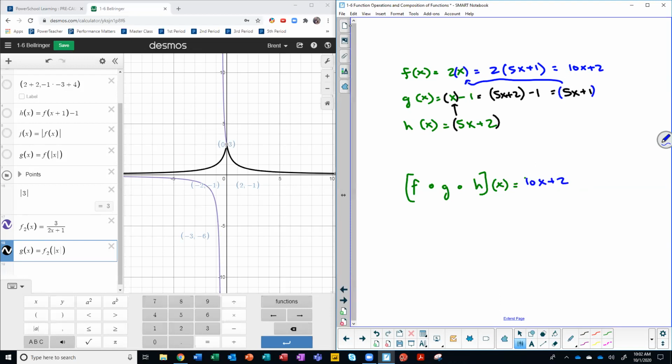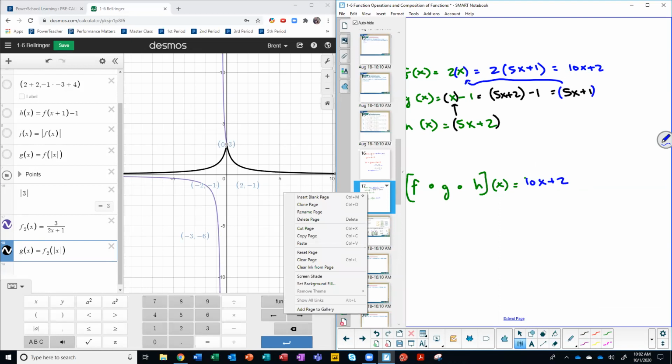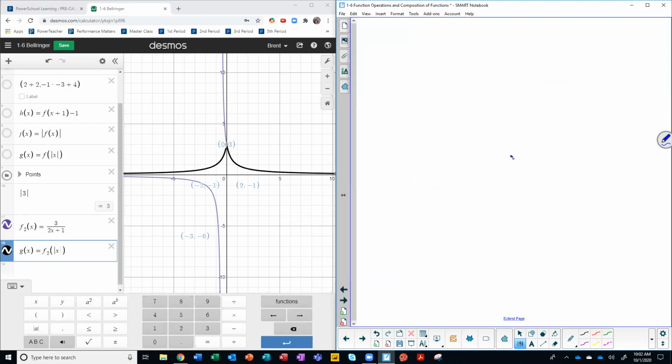Now, just to make sure you're not utterly confused, I'll do one more. And this time, I'm going to say, okay, we have f being, let's make it just x plus 5. I'm just making up random numbers here. g being 3x, h being 2x plus 1. And I want to find f of g of h.